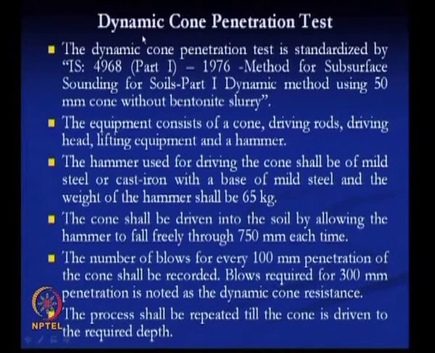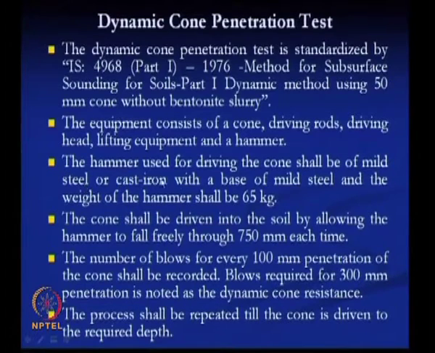The next one is the dynamic cone penetration test. This is standardized by IS code 4968 part 1, 1976. This equipment consists of a cone, driving rod, driving head, lifting equipment and a hammer, because here it is hammer driven like SPT. The hammer used for driving the cone shall be of mild steel or cast iron with a base of mild steel, and the weight of the hammer is 65 kg.